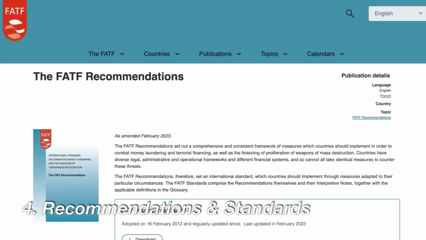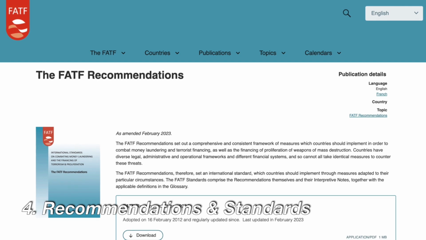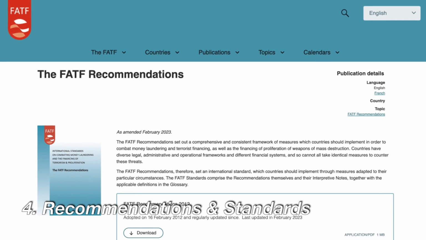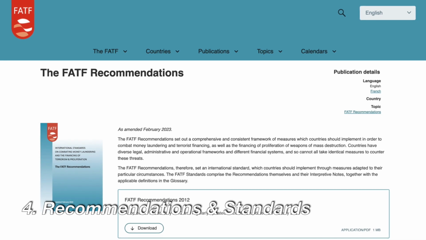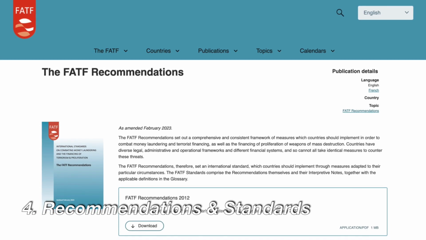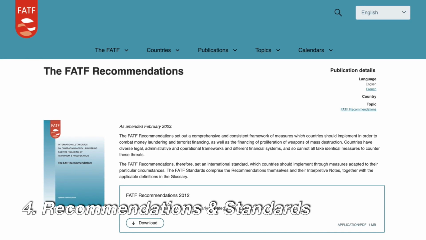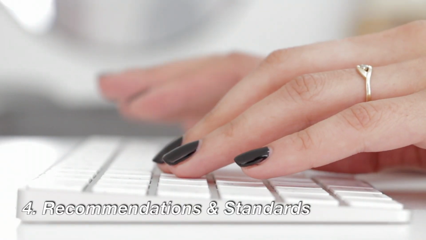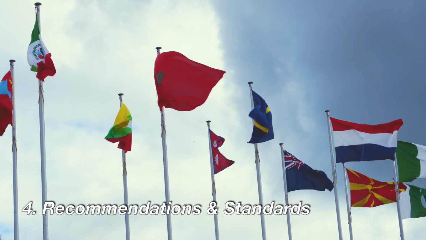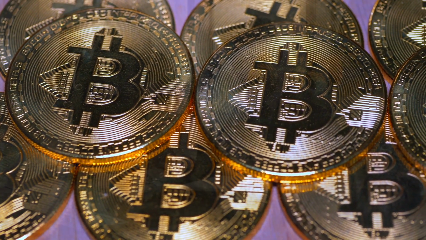Recommendations and standards. The FATF issues comprehensive recommendations and standards that provide guidance to member countries on establishing robust anti-money laundering and counter-terrorism financing frameworks. These recommendations cover a wide range of areas, including customer due diligence, suspicious transaction reporting, international cooperation, and the regulation of virtual assets.